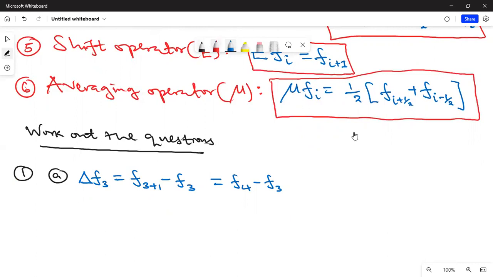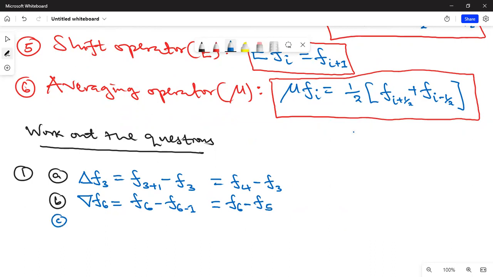So the other one is part B. In part B, we need the backward difference of F6. So you write backward difference of F6. From the definition, it is Fi minus Fi minus 1. So in this case, i is equal to 6. So we'll have F6 minus F of 6 minus 1. And so that will be F6 minus F5.